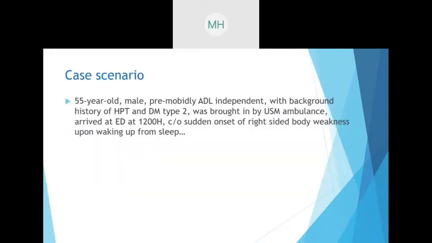All right, sorry. So let's begin with a case scenario. This is a 55-year-old male, premorbidly ADL independent, with a background history of hypertension and type 2 diabetes mellitus, brought in by USM ambulance, arriving at the ED at around 12 noon with a complaint of sudden onset of right-sided body weakness upon waking up from sleep.